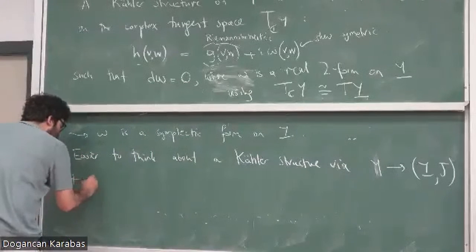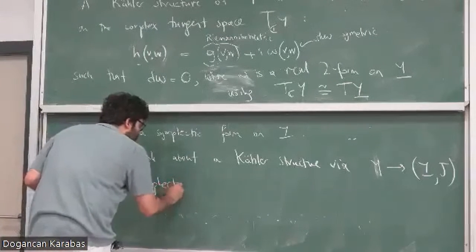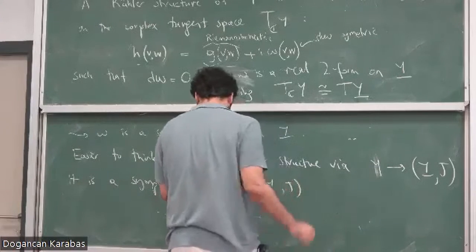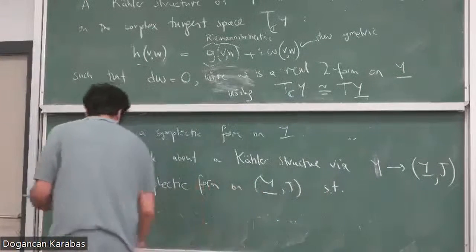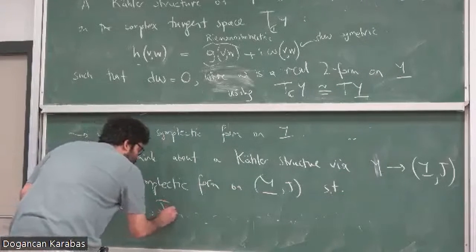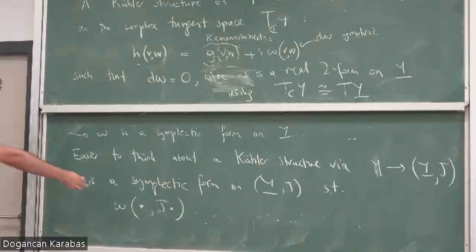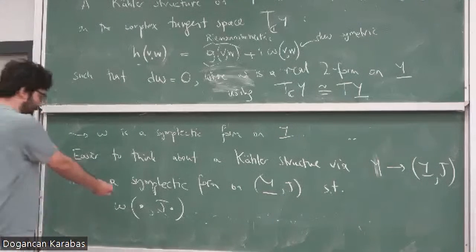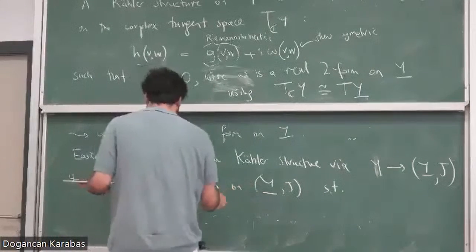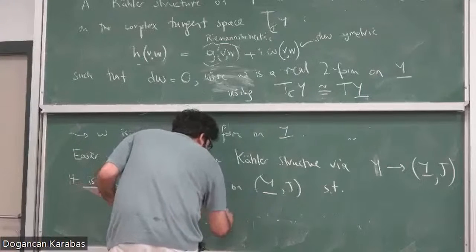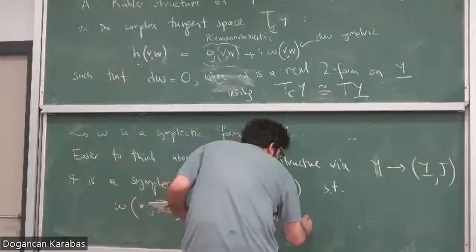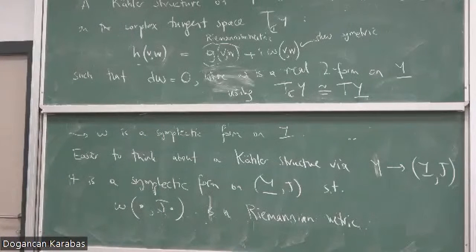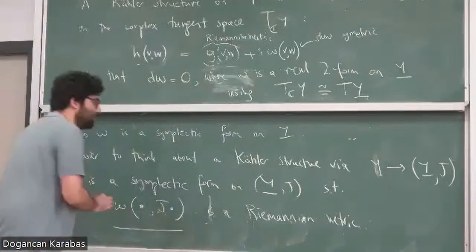So what is it? It is a symplectic form omega on Y underline such that omega(·, J·), so now I can define this guy, which eats two tangent vectors again at every point, and this thing should define for me a Riemannian metric. So what does it mean for this guy to be a Riemannian metric? Let's spell it out.